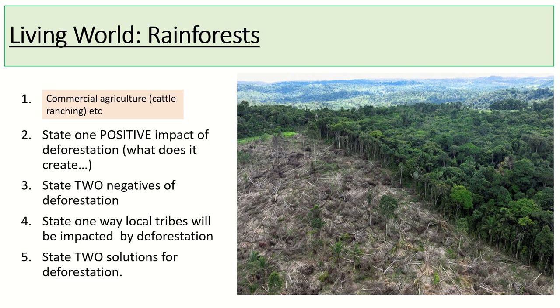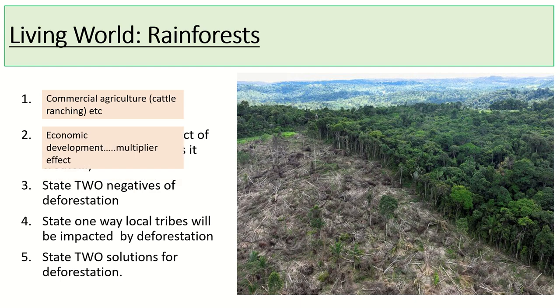Deforestation, we've got commercial agriculture, we've got road building like the Trans-Amazonian Highway, we've got mineral extraction, a whole host of things. Positive impact of deforestation, well, economic development. All these things, even though they're bad for the rainforest, will all create multiplier effects for Brazil.